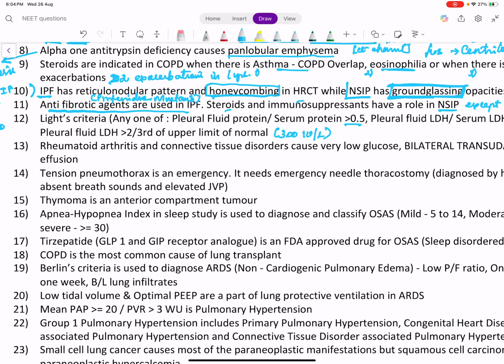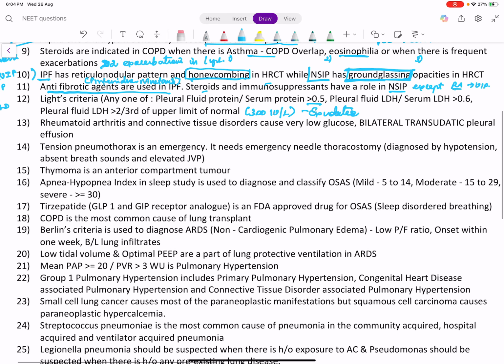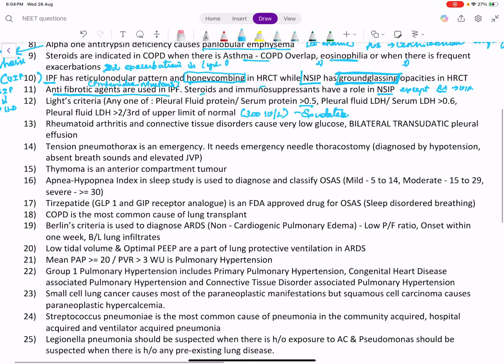So any of these is exudative effusion. If any of these is positive, the pleural effusion is an exudative effusion. There are many causes of exudative effusion. Rheumatoid arthritis and connective tissue disorders cause exudative effusion, but the specific one is very low glucose bilateral exudative.